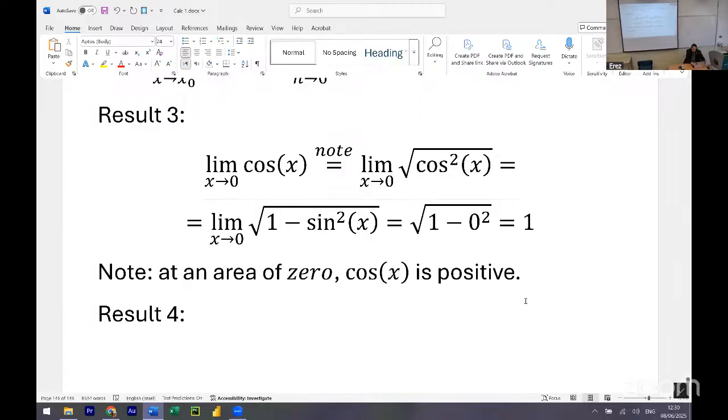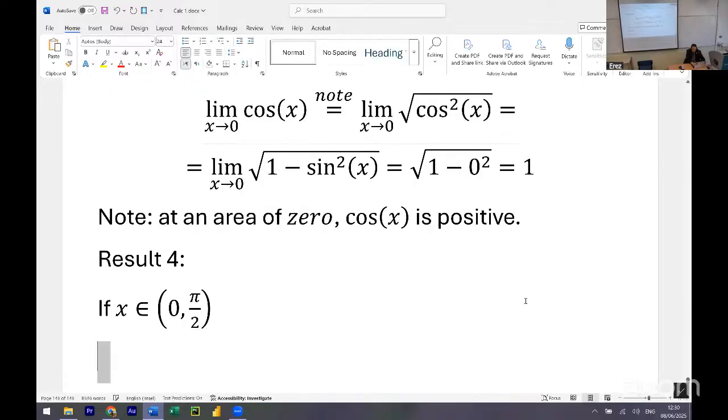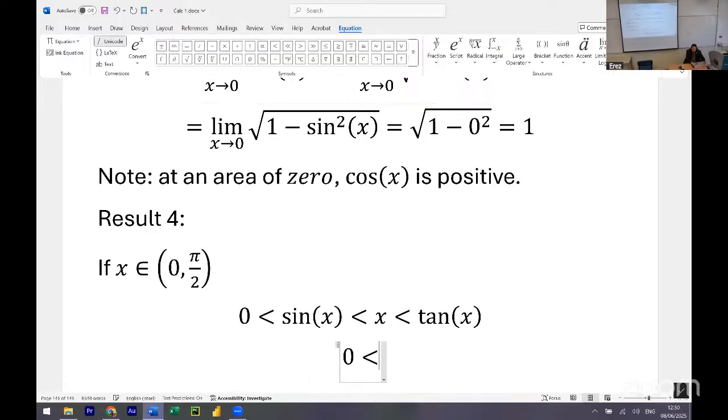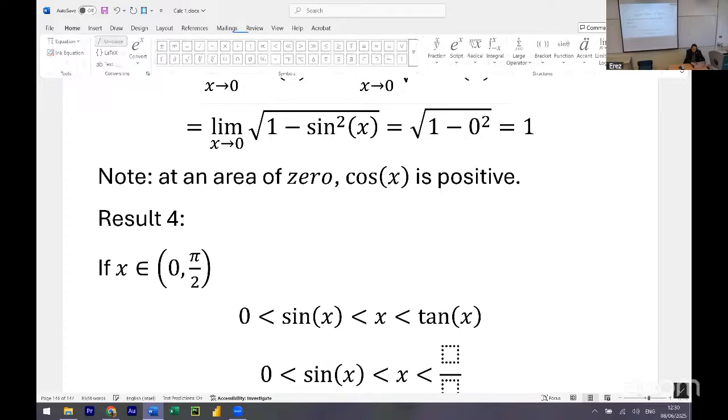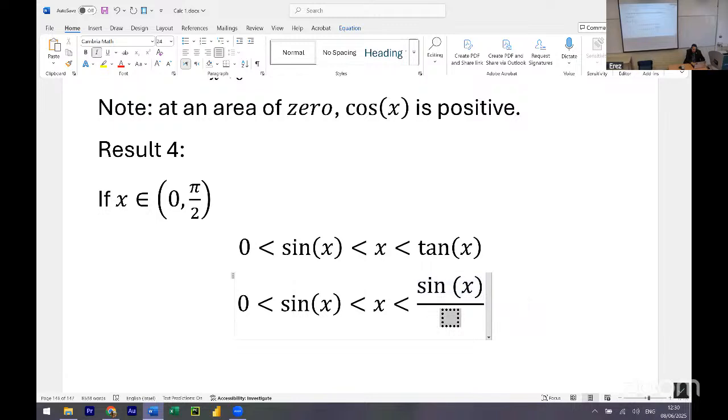Again, if x is between 0 and pi over 2, we know that the sine of x is smaller than x, but that's smaller than the tangent of x. What is the tangent of x? That's the sine of x over the cosine of x. Agreed? Who can tell me the next step?